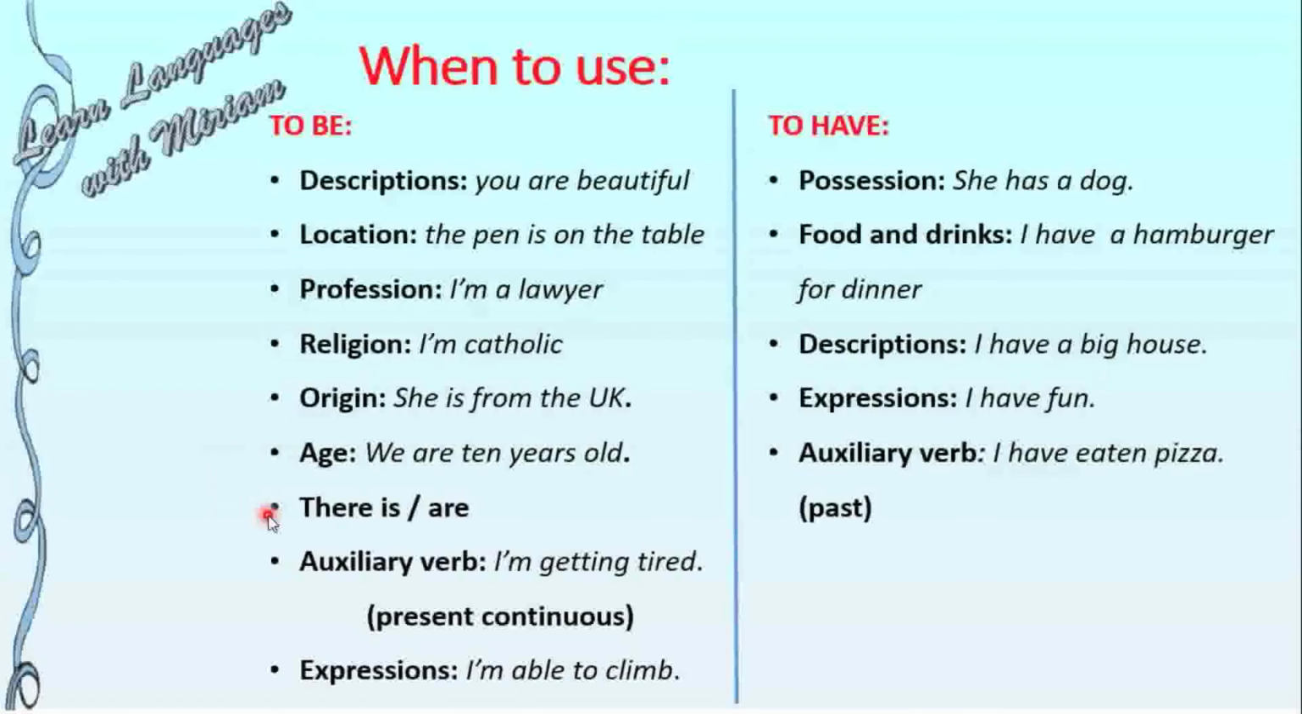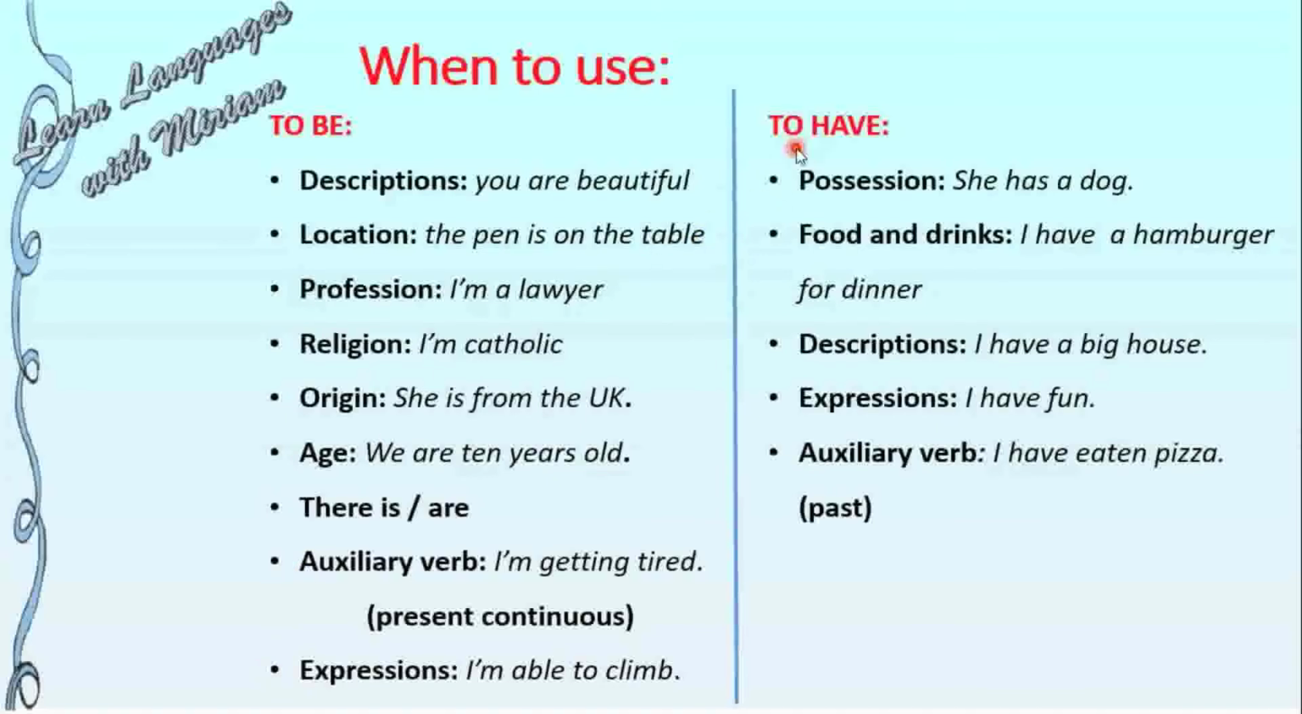With there is or there are, we are going to use the verb to be as an auxiliary verb. For example, I'm getting tired. This is in present continuous. Here you can find the verb to be working as an auxiliary verb. And in some expressions like I'm able to climb.